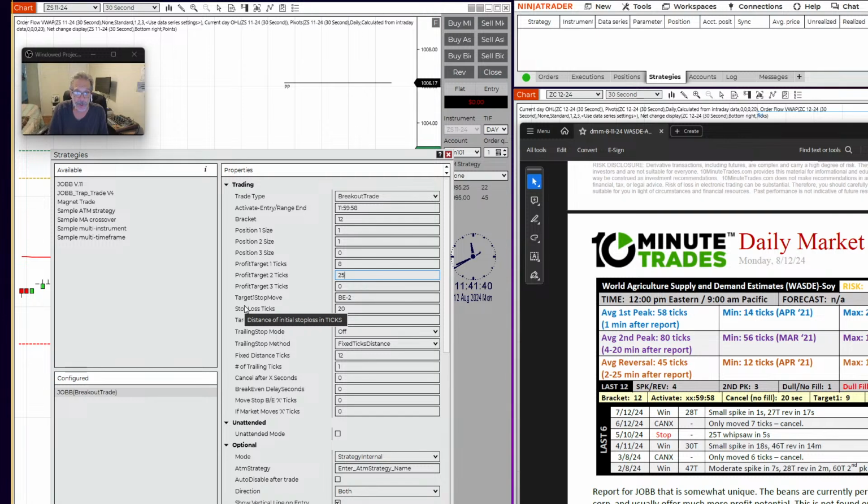All right? I probably wouldn't go too high because it's just not anticipated the way the report's been reacting lately to get those big moves. But you always can take a second bigger target because if it does move, you can always manage your way out of the trade.